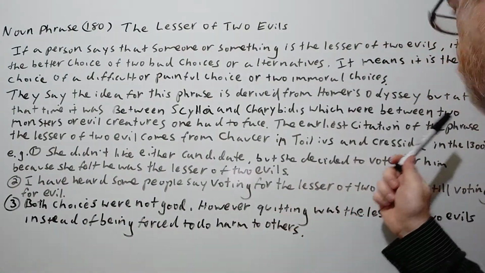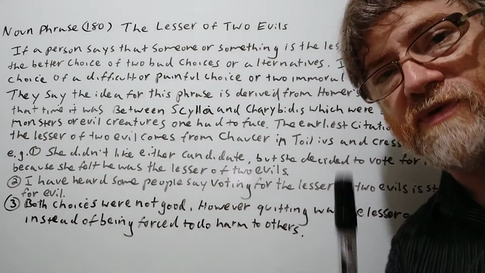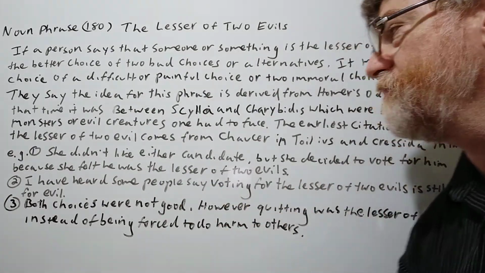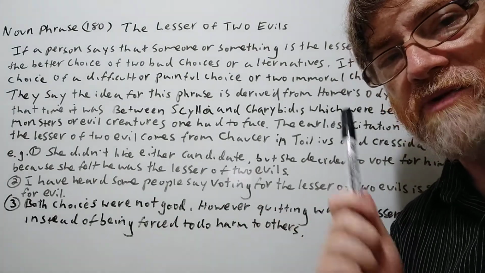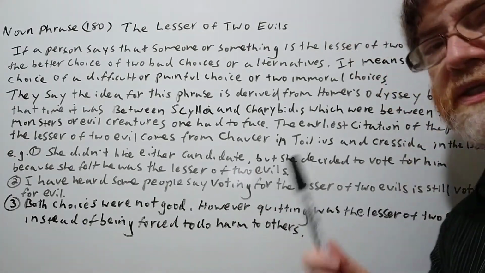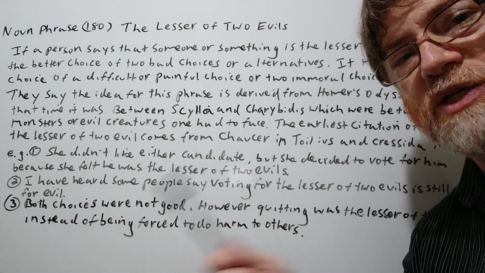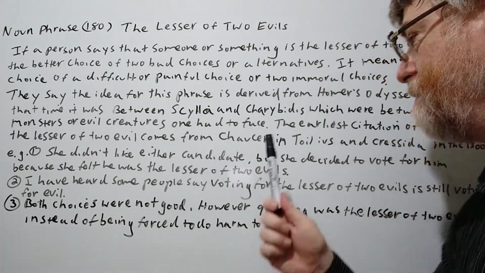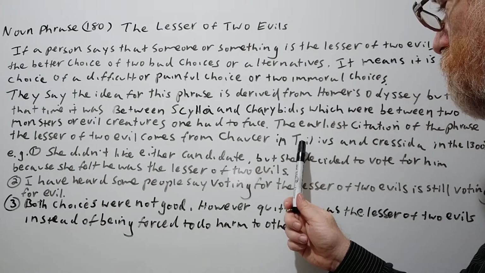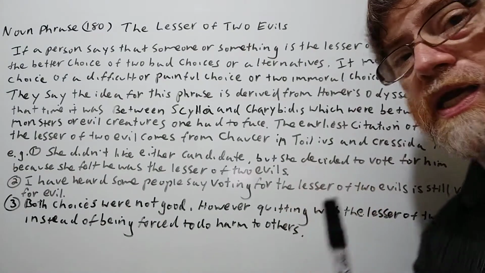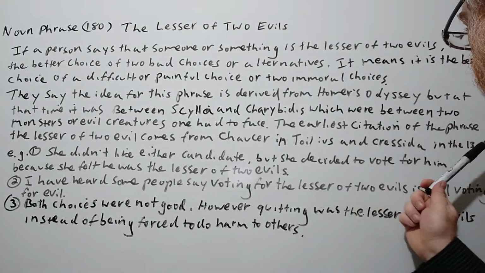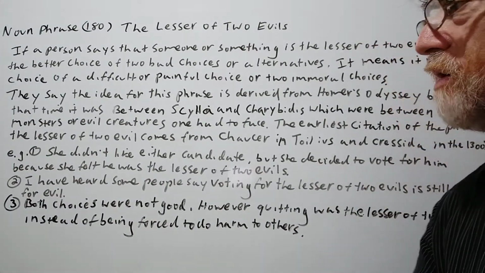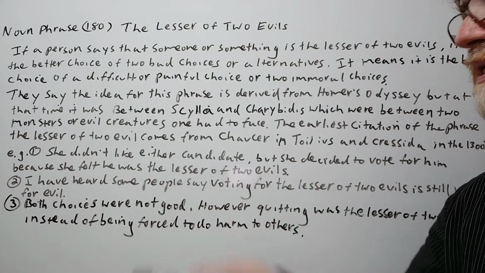So that's where the original idea comes from. The earliest citation of the phrase, actually saying the lesser of two evils, comes from Chaucer. We get a lot of phrases from him too. He's right behind Shakespeare with the amount of phrases you get. In Troilus and Cressida, this is a famous novel that a number of phrases came from, in the 1300s. And we have several examples here.